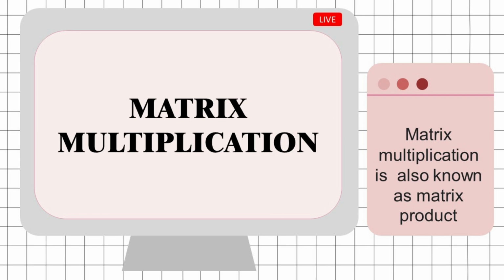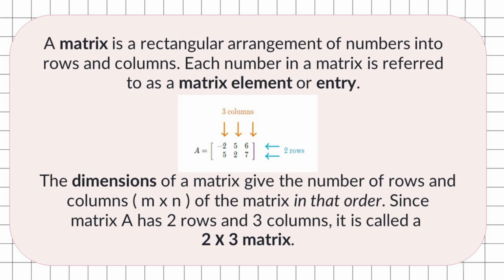So today I am going to discuss matrix multiplication. Matrix multiplication is also known as matrix product. A matrix is a rectangular arrangement of numbers into rows and columns. Each number in a matrix is referred to as a matrix element or entry. So the numbers -2, 5, 6, 5, 2, 7 are the matrix elements or entries.